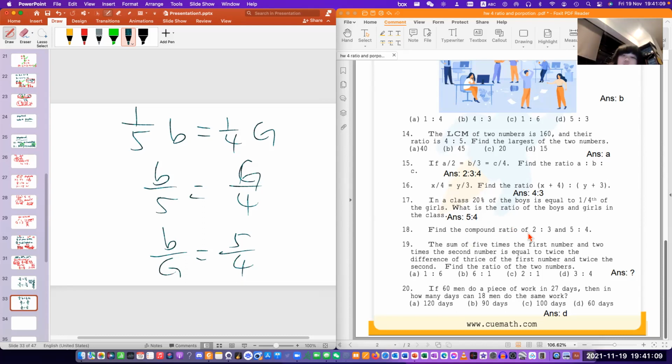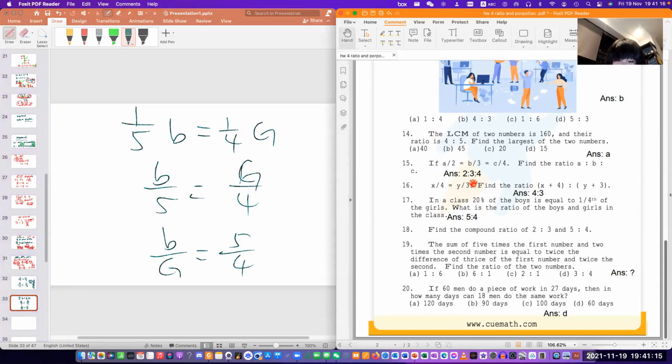So find the compound ratio of 2:3 and 5:4. I don't think this is also in your syllabus, the compound ratio. Okay, so we will not learn compound ratio.